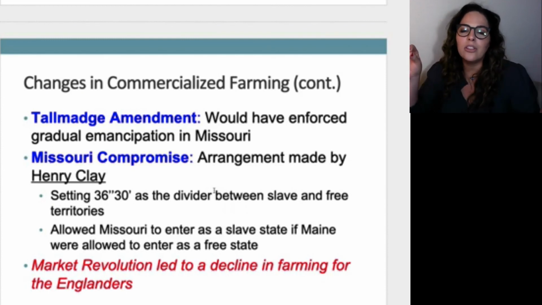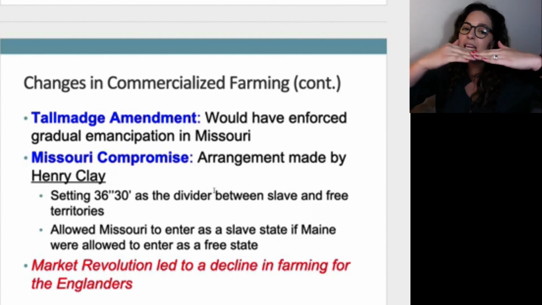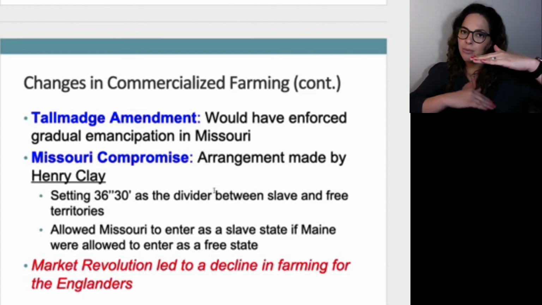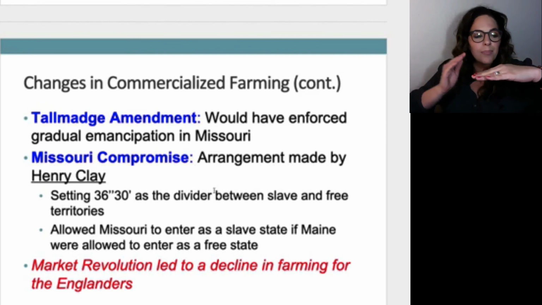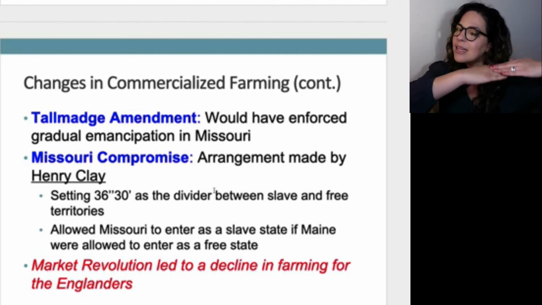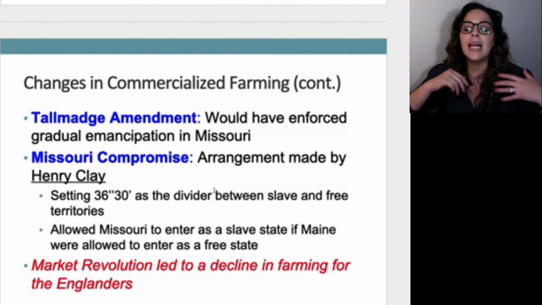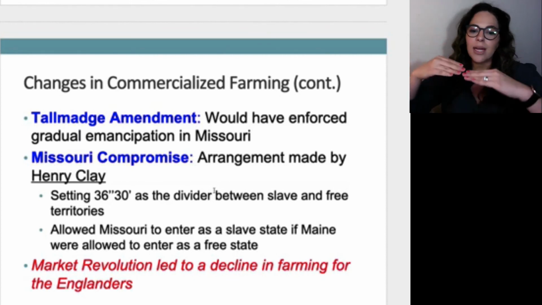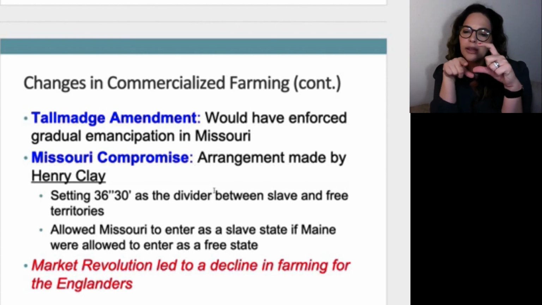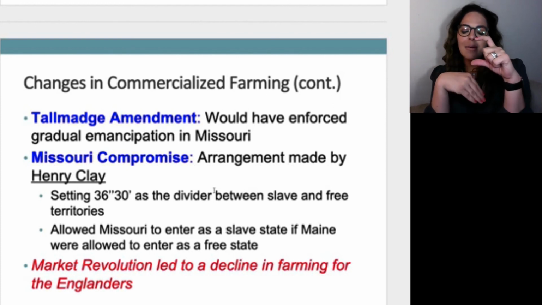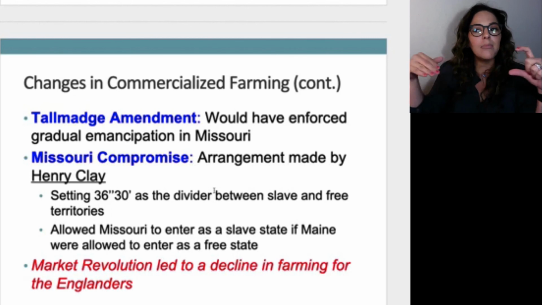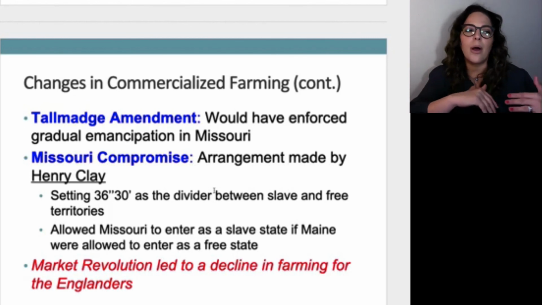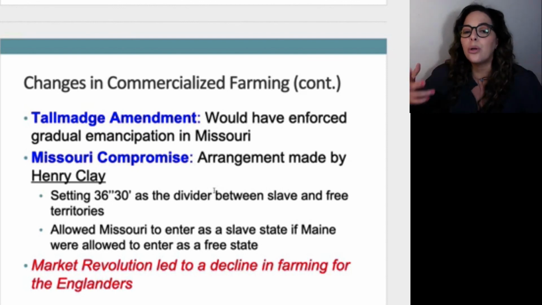So latitude and longitude. Anything below that 36°30' line, so anything below the southern border of Missouri, future states to come, anything below that line would be a slave state. And anything above would be a free state, right? So we're talking about Missouri, the southern border at the bottom. Any future state coming in below that will be a slave state, like Texas, for example, Oklahoma, and anything above it would be free.